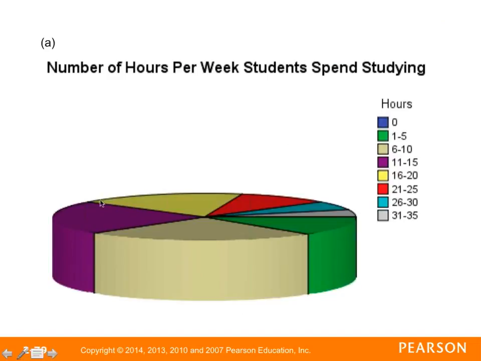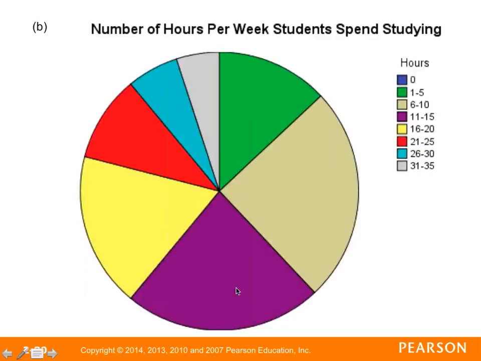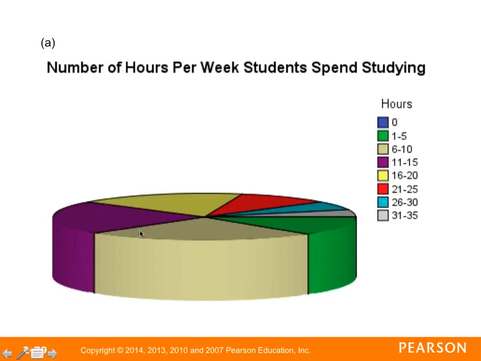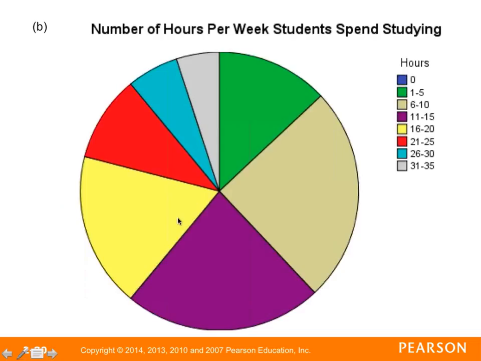Right here is where we have our misleading graph. We have the 6 to 10 range. It is right out front and this piece looks really, really large. If we look at this though, what we can see is that although this piece is pretty large, the purple piece looks either just as big or maybe very slightly smaller. If we go back to our data, we'll be able to see, okay, it's just very, very slightly smaller. But if we look here, the purple piece looks really small in comparison to kind of this tan piece here. And the reason is because of the 3D graphic.